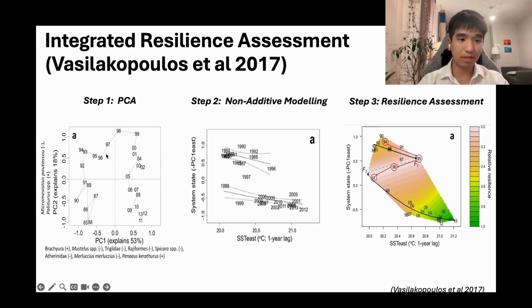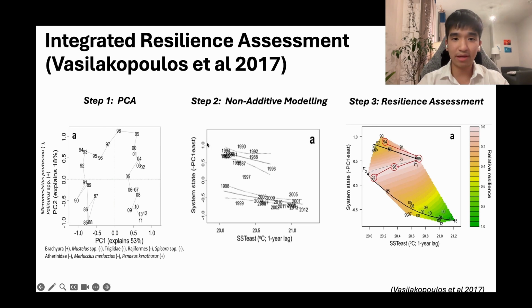Then the second step is to use this PC1 as your system variable and apply non-additive modeling. In this case, they're using threshold generalized additive models. Essentially, it represents an abrupt change between response and explanatory variables at a certain point in time. So at one point in time, you have a relationship between x and y, and at a certain point there's an abrupt shift and it fits another relationship between x and y.